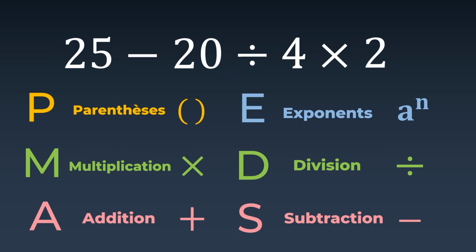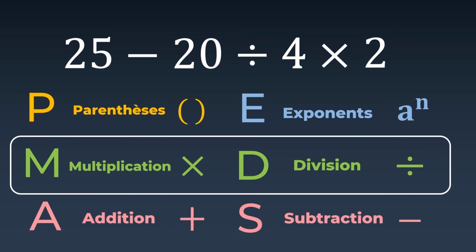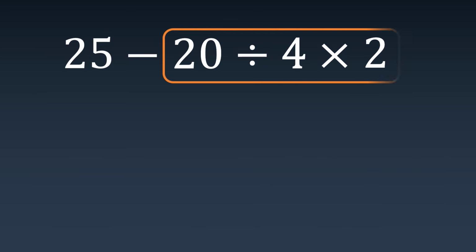The key trap here? That equal priority for multiplication and division. When you see them together, you must solve them from left to right before you deal with any addition or subtraction. So, we ignore the 25 for a second and focus on this part. 20 divided by 4 times 2.